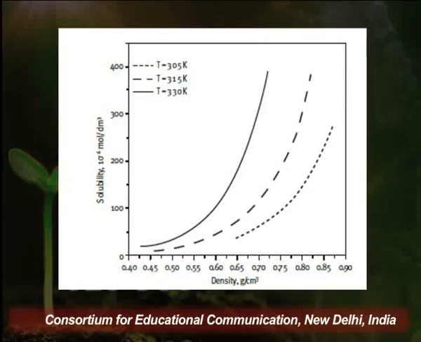Before we move on to how we can overcome this limitation, the correlation between solubility and density can be easily seen in this graph at particular temperature values. The solid line is at 330 kelvin, and you can see as we increase the density, the solubility of a particular solute in that solvent increases considerably, and the same happens at lower temperature values.